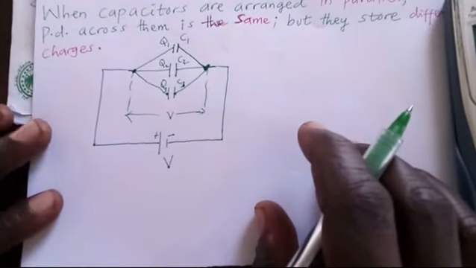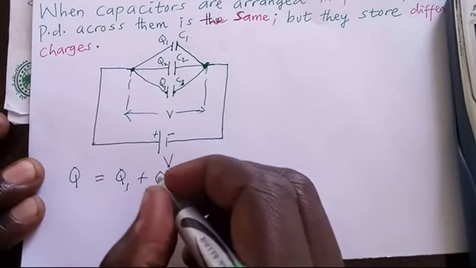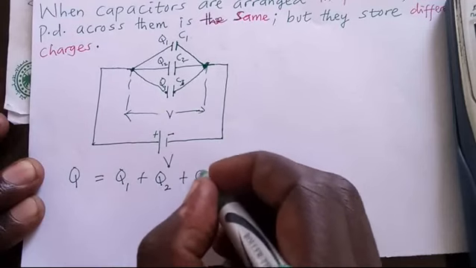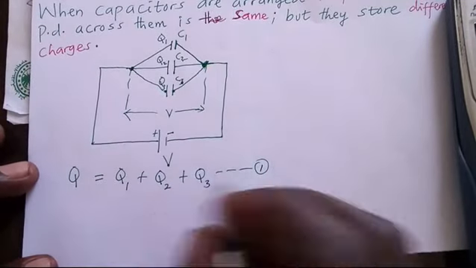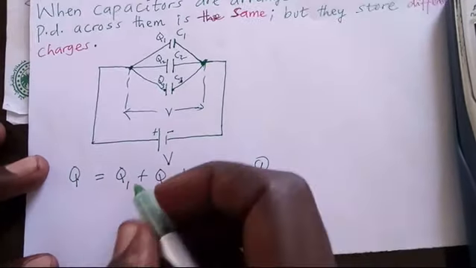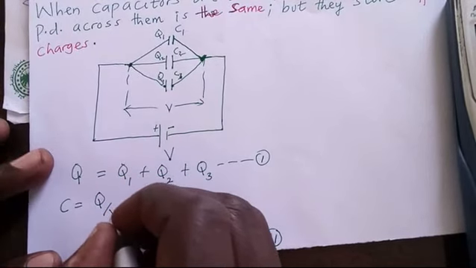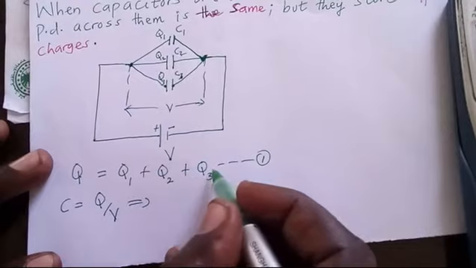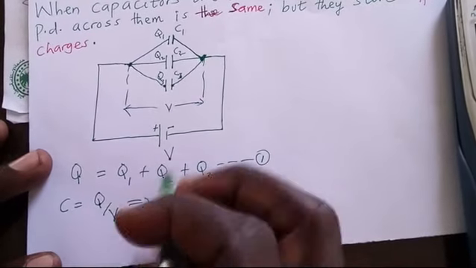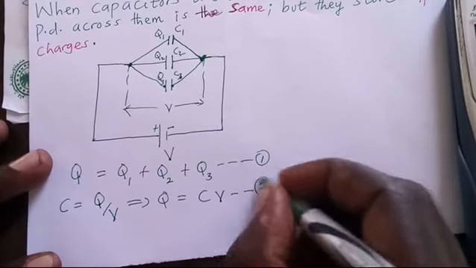We start by adding the charges. The total charge Q is equal to the charge stored by C1, Q1, plus the charge stored by the second capacitor, plus the charge stored by the third capacitor, and we call this equation 1. This is the total charge. Now remember this formula: C is equal to Q upon V, the general formula for calculating capacitance. Since what I have here are charges, I can make charge the subject of the formula. So my Q is equal to CV, and I call this equation 2.